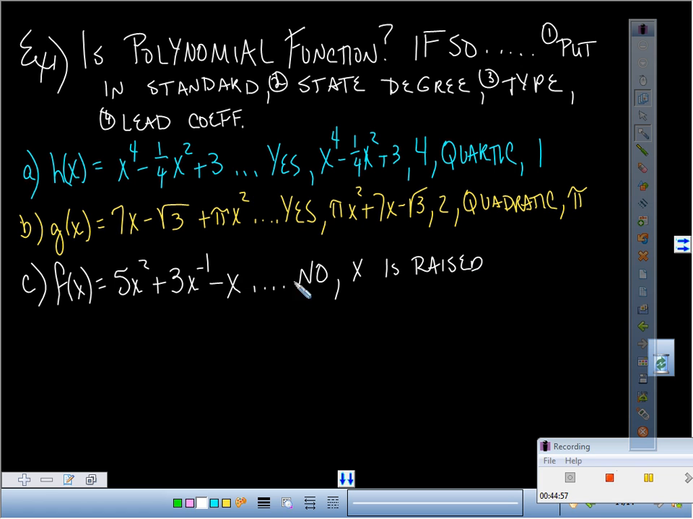Because what if I had said 5 to the negative 1 x squared? Would that have been legal? Yeah, that would have been 1/5 x squared, and that would have been legal. So you can't just say there's a negative exponent. You can say x is raised to a negative exponent. Could I also have said there's an x in the denominator? Yes. Yeah, people, that is 3 over x. It's just another way to write it. Okay? All right, let's do another one.